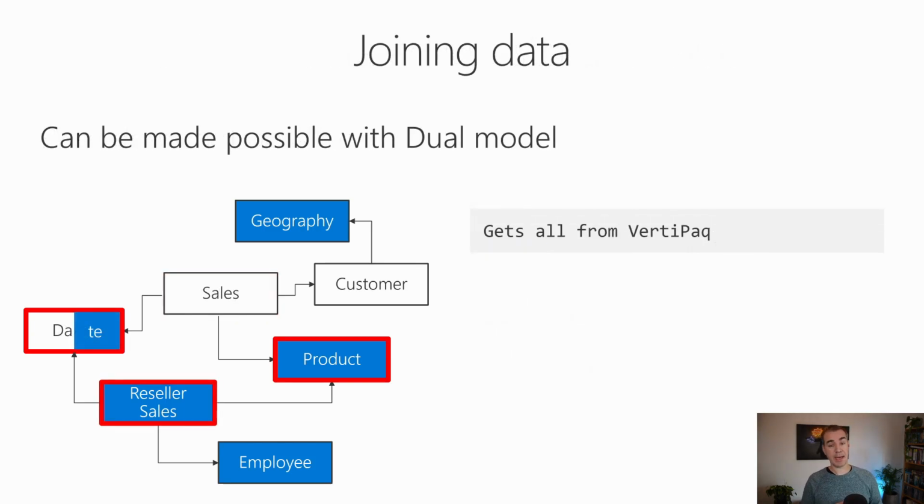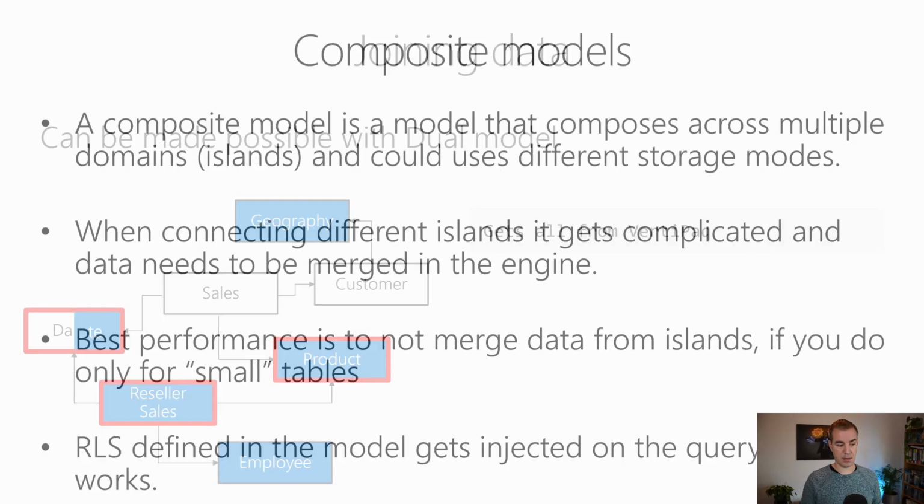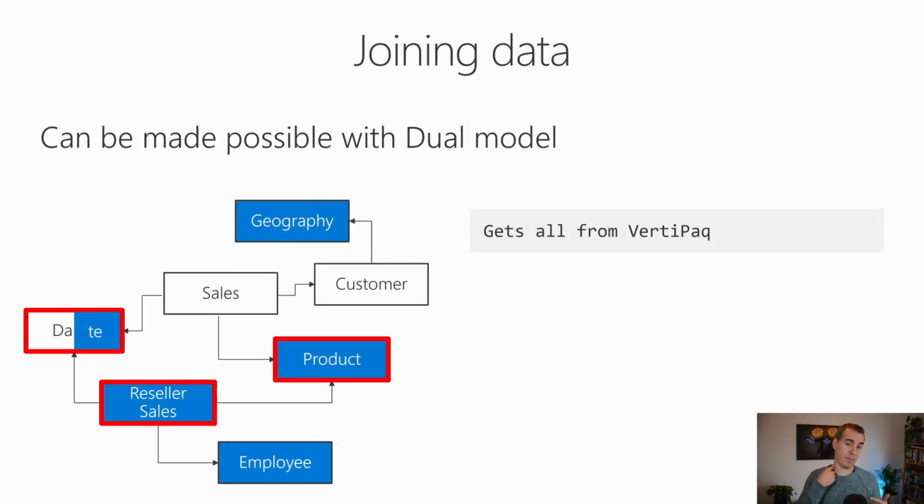But with dual mode, we can actually make this possible. So in this case, I have reseller sales, I have products, and I have date. I have put the date table in dual mode. And dual mode means that it is both DirectQuery and imported. And when that happens, the engine automatically decides where it can get data from. So in this case, the fact table is in memory. So it decides to join with the date table in VertiPaq. So it doesn't have to send a SQL query. But if I would get something by sales and date, then it would actually use my DirectQuery model.